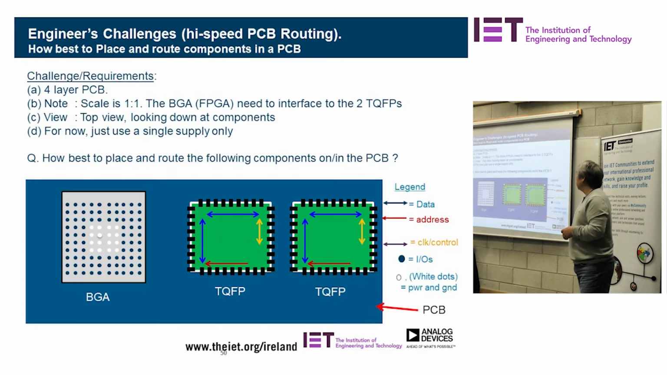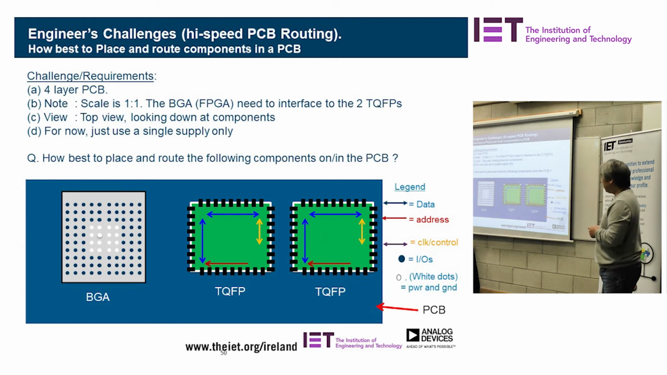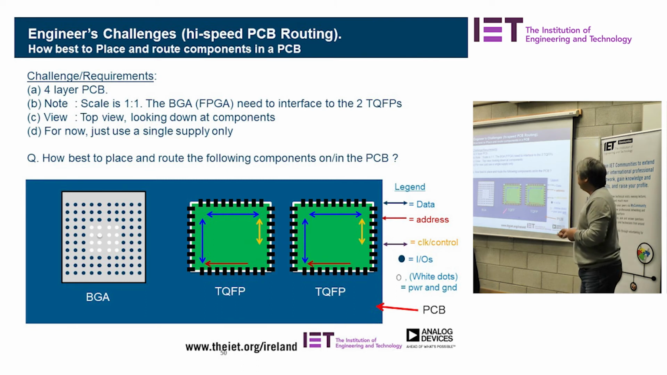Okay. So here's one of these challenges about routing. It gives you an idea. I want the high-speed design. So imagine you have 2 TQFP chips, and then you have a BGA here. Imagine you work on a 4-layer PCB. And let's say the scale is 1:1. This is actually your board.